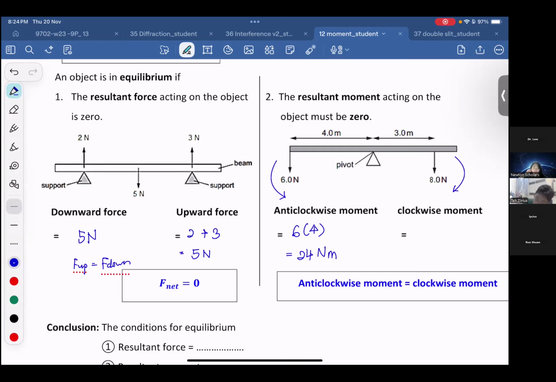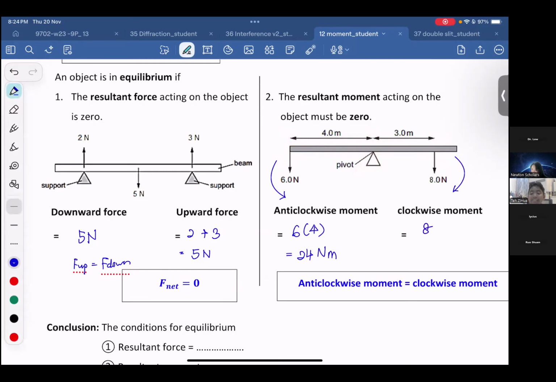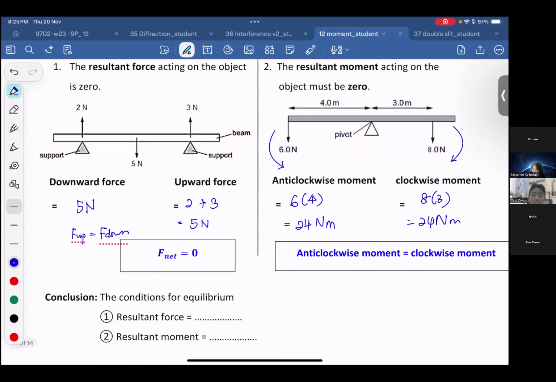Okay, clockwise. Any of you who don't know how to determine the direction, have to let me know. Because if you don't know how to identify the direction of the moment, it will be a big problem for today's lesson. My suggestion is to put your ruler, hold the pivot with one of your fingers, then follow the force direction, push it down, then you will know. Look at your ruler, how it turns. So for this one it is 8 times 3, 24 Newton meter. We found out that the anti-clockwise moment equals the clockwise moment. So actually your net moment is 0.